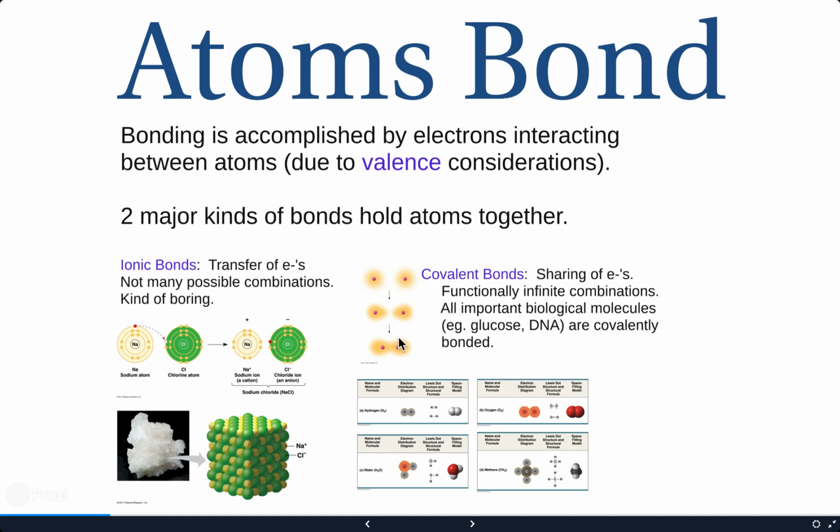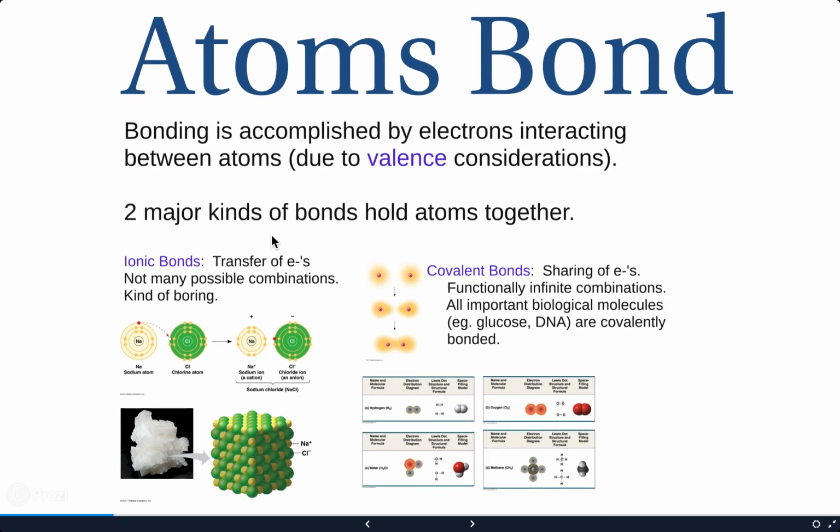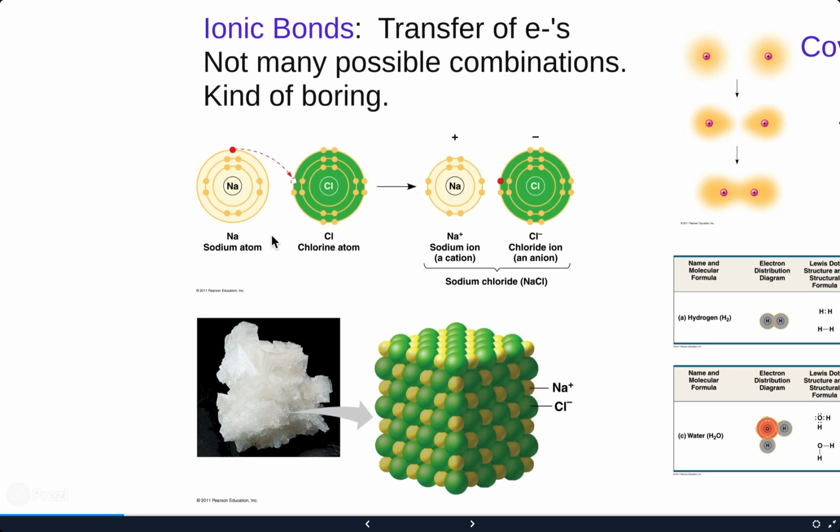Okay, so let's talk about these bonds that are going to bond these elements together. Bonding is accomplished by electrons interacting between atoms due to valence considerations. Valence shells are the outer rings around these elements. There are 2 major kinds of bonds that hold atoms together, because of the interactions between these valence shells. The first kind is ionic bonds.